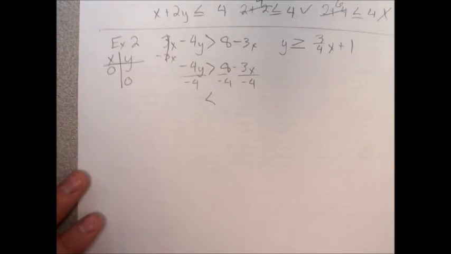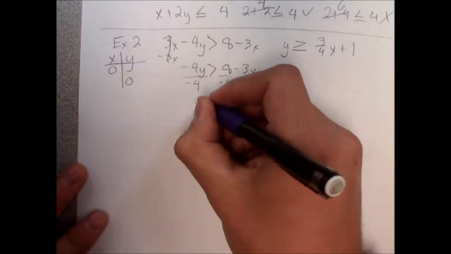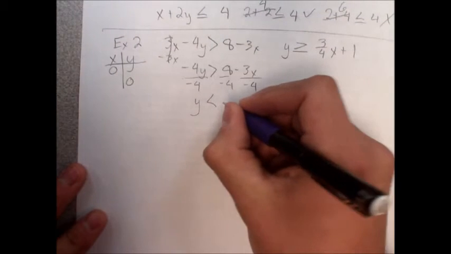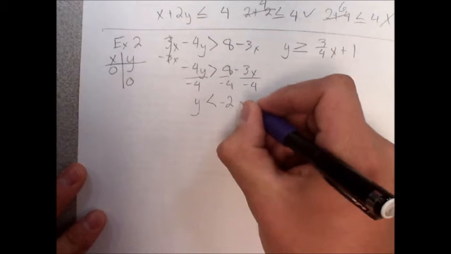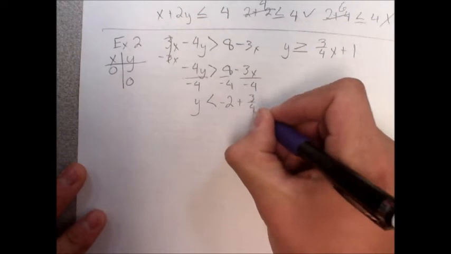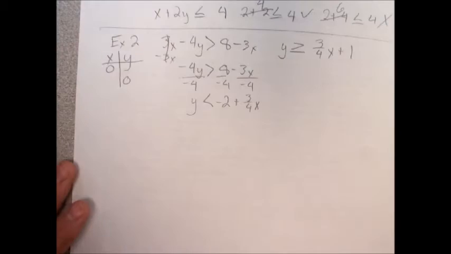Now if it's an or equal to, it still stays an or equal to. We just change the direction. So here I'm left with y. Here I have a negative 2 now, and I have a positive 3/4 x. So here are my two equations.